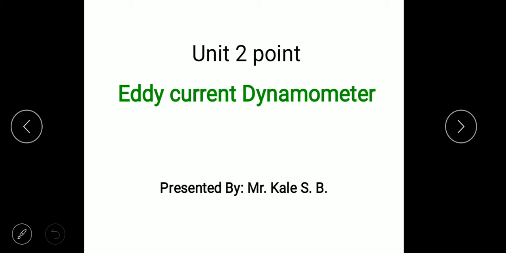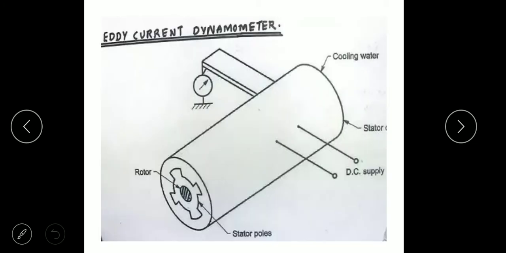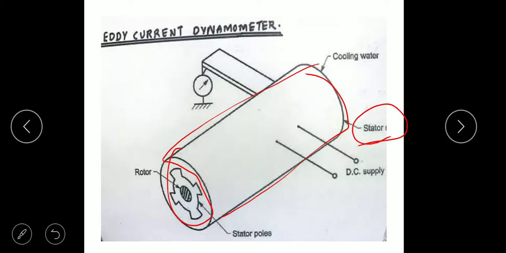Now the question comes how it looks in a practical environment, and which are the construction parts available in it. So for that purpose, just take a look at this diagram. This is the real diagram of the eddy current dynamometer device. In that diagram we can see a number of parts, like this cylindrical portion, and that cylindrical portion we will call a stator casing. Stator casing, okay.